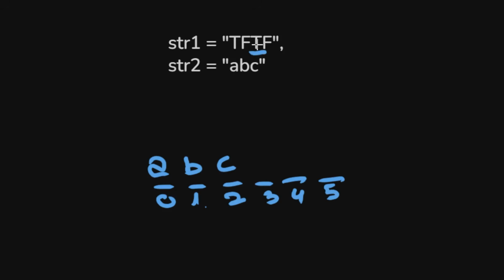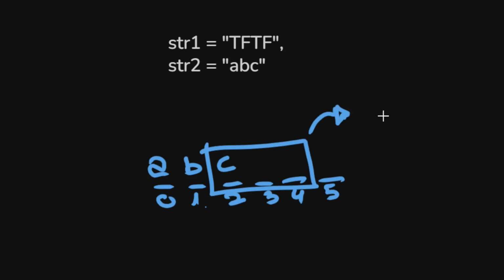Next, here we have a T at index 2, so we're looking at these 3 characters. We need to put this string here, but this is impossible because the current substring starts with C and this starts with A. So at this point, we need to return an empty string.